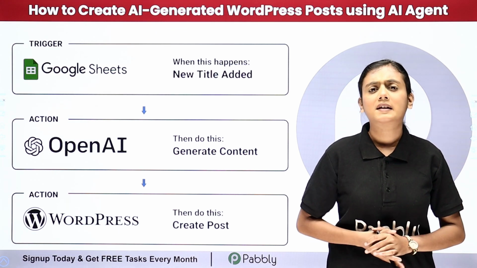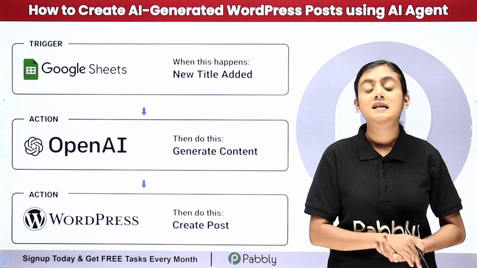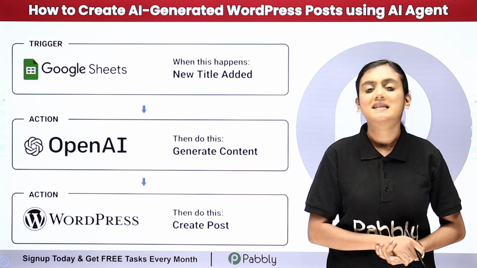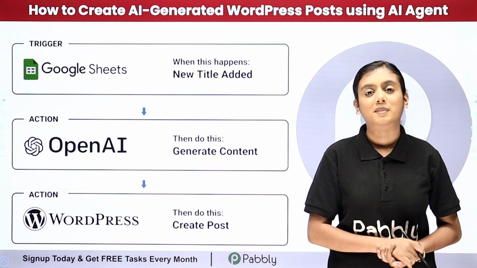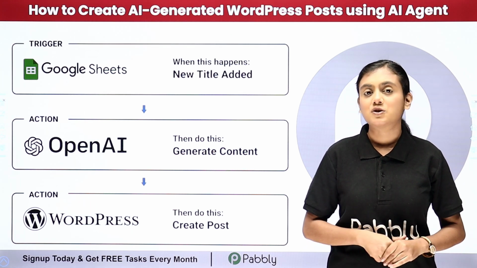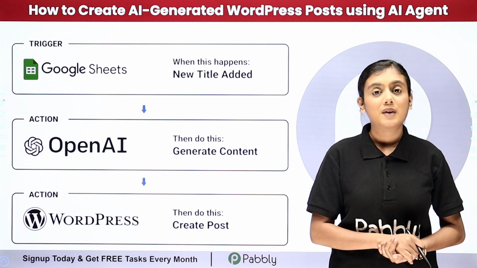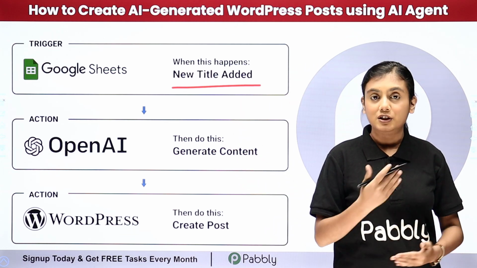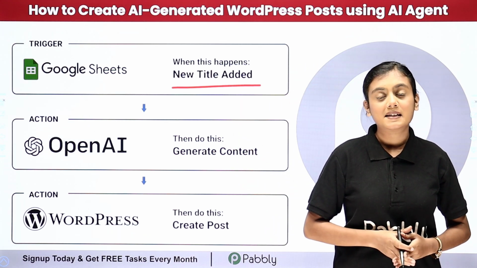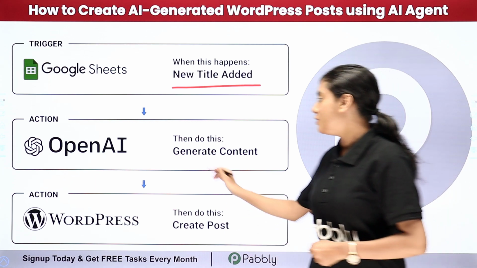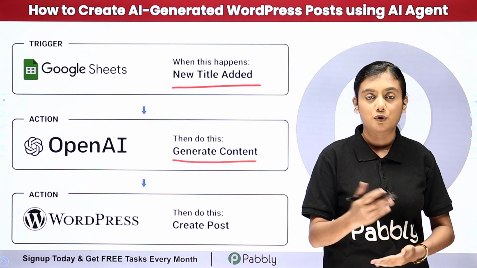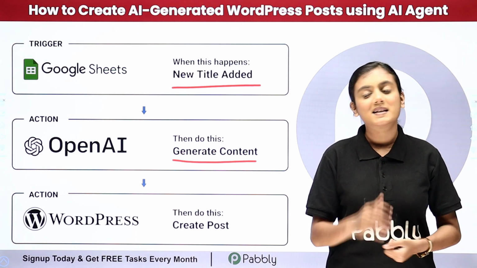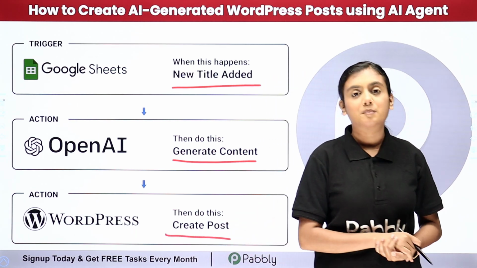Now, creating the content manually and posting it on WordPress is very time consuming. So let me tell you, for this entire process, we can simply create an AI agent using Pabbly Connect. How this AI agent works is that as soon as I enter the title of the post and the keywords in my Google Sheets spreadsheet, the AI agent automatically uses the title and keywords to generate the content for the post. And as the content is generated by our AI agent, a post is automatically created in my WordPress.